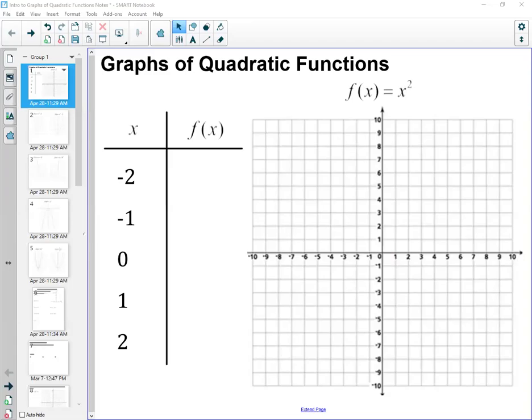Hey guys, welcome to our first day of graphing. It's going to be at least a couple of these. When I say graphing, I mean graphing quadratic functions, like this one right here.